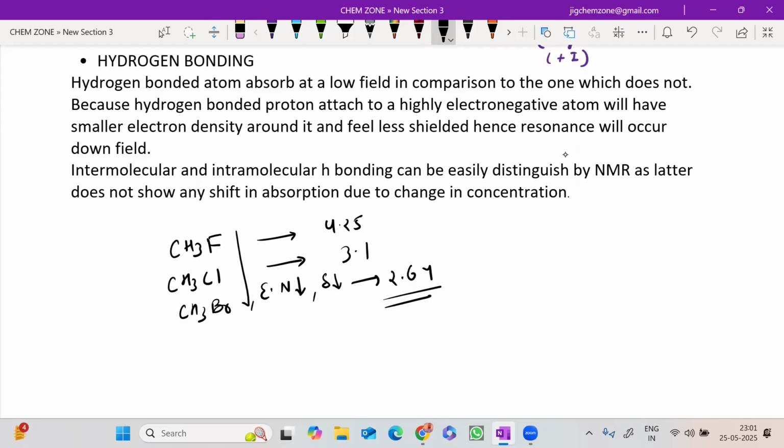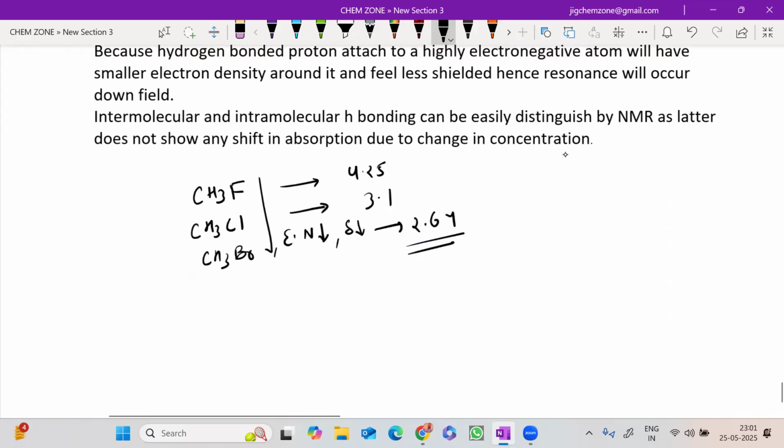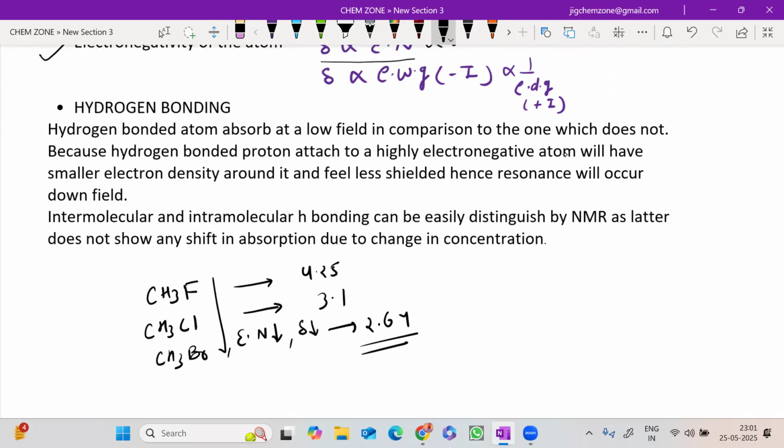Correct? Hydrogen bonding also impacts the delta value. A hydrogen bonded atom comparatively absorbs at lower field in comparison to one which does not involve hydrogen bonding, because in the case of a hydrogen bonded proton, the hydrogen atom is attached to a highly electronegative atom. So electron density becomes less and hence it feels de-shielded. De-shielded means it will resonate at high frequency or downfield.